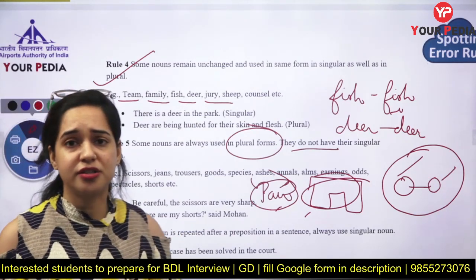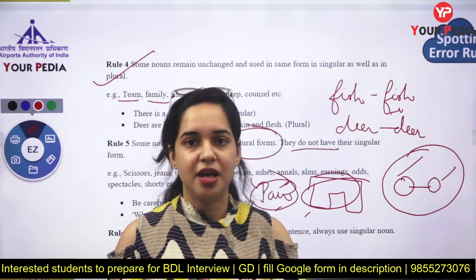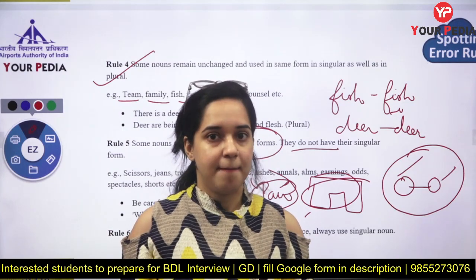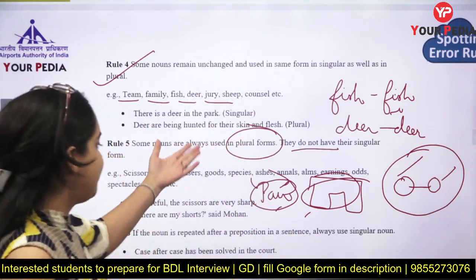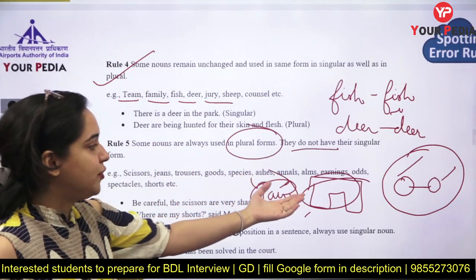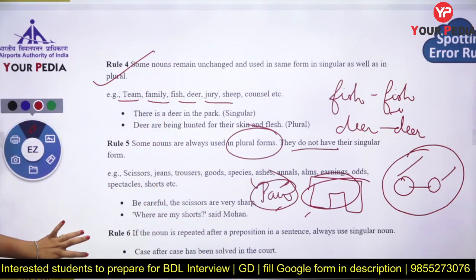So where are my shorts? Where you kept my shorts? Like seriously, you speak this to your house and all? Where are my trousers? Be careful, don't sit on my spectacles. My spectacles are very precious. So in this way, everything, your goods, your trousers, your jeans, your ashes, annals, or you can say arms, earnings, odds, everything that comes in your plural format.